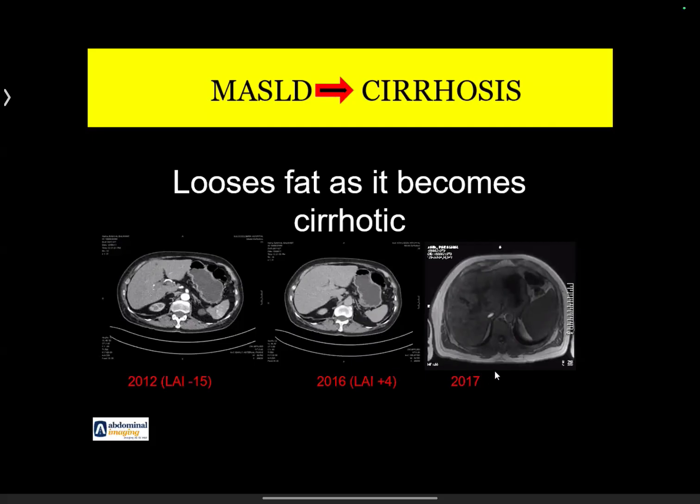And then the liver is now heterogeneous, the spleen is enlarged, it is almost into cirrhosis now. So see, this process is gradual. And this is like the honeymoon period where there is no liver fat, no abnormal LFT.